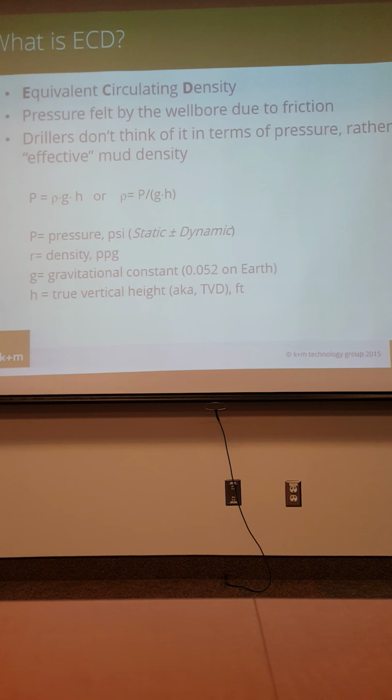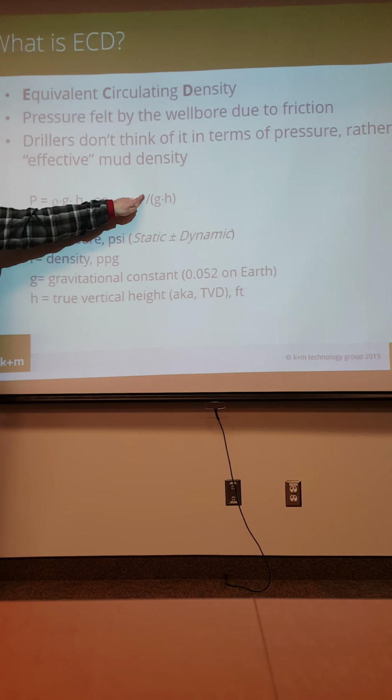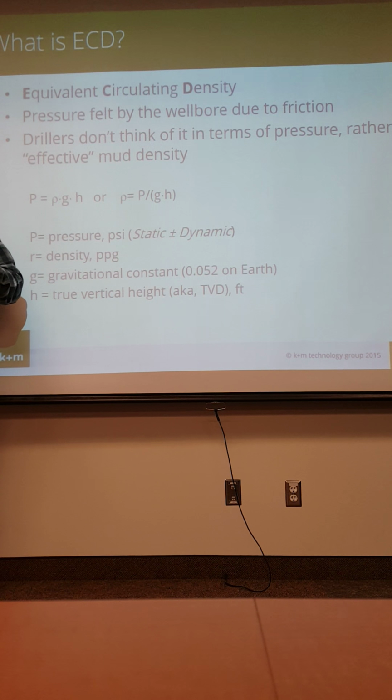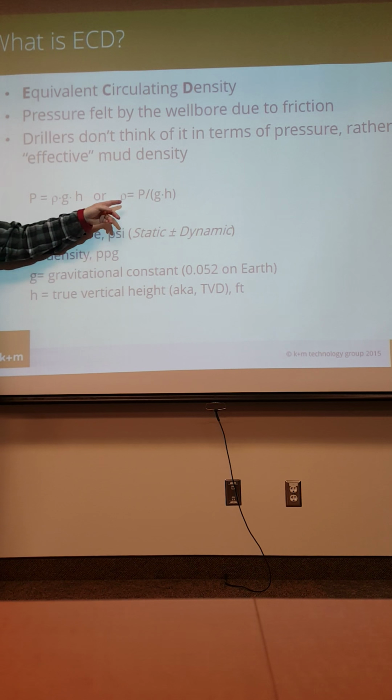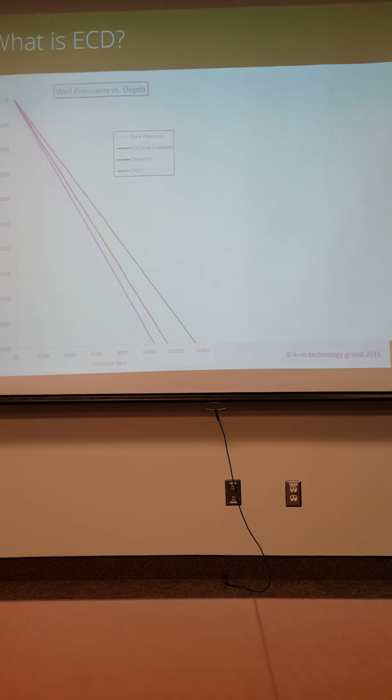So when we talk about equivalent circulating density, we're trying to take a pressure that we know. We've measured a pressure, and we're going to convert that into essentially what would the density be? If it was static, if it wasn't moving, how dense would the mud need to be to create that pressure? That's all ECD is. It's super confusing to a lot of people, but that's all it is. It's really just those 4 terms.